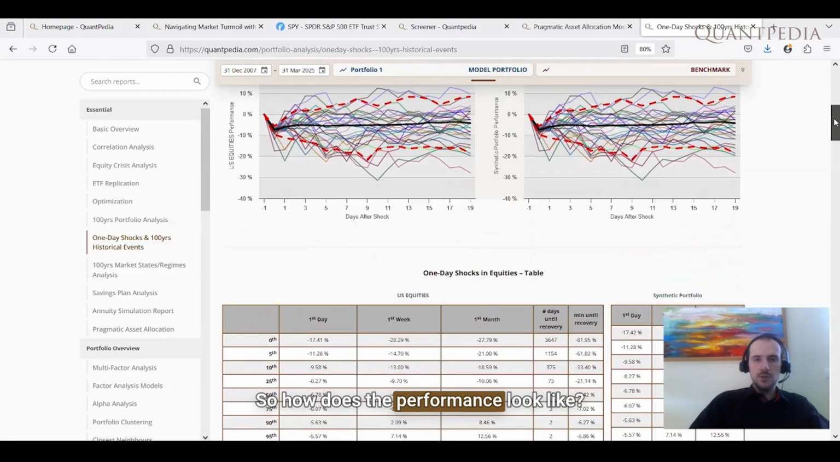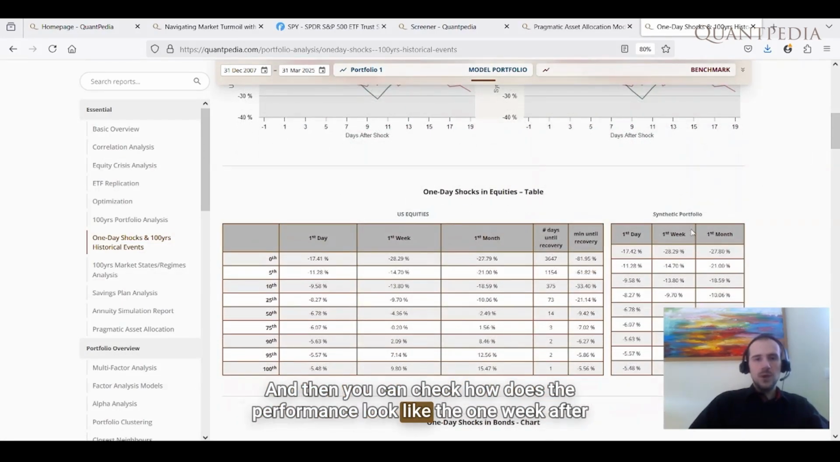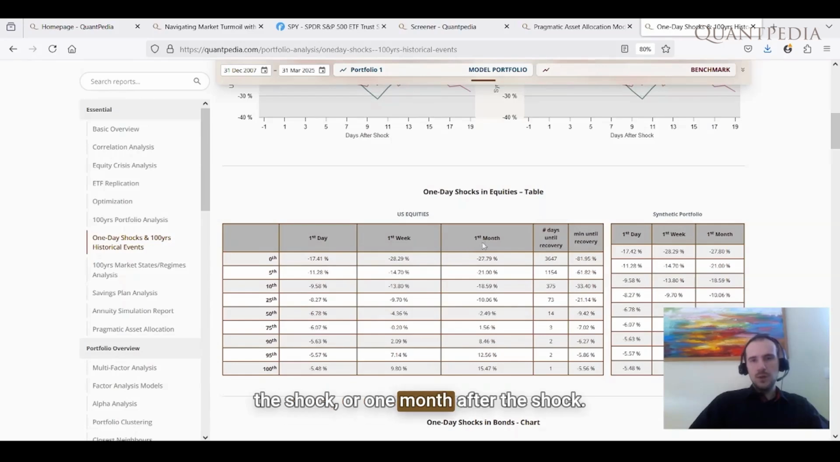So what does the performance look like? And then we can check what the performance looks like 1 week after the shock or 1 month after the shock, and how long it takes to recover from these events.